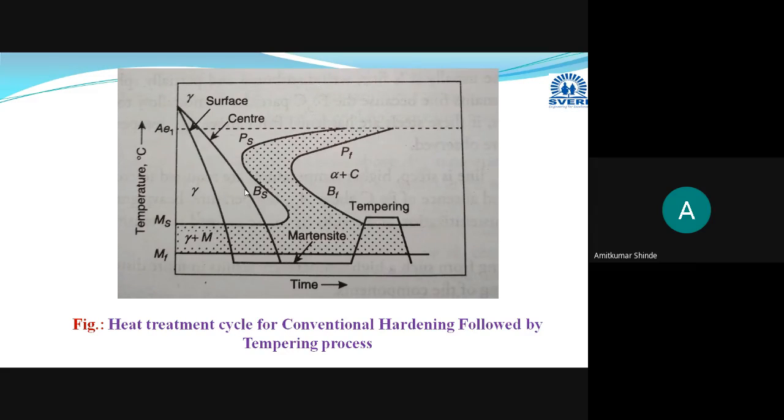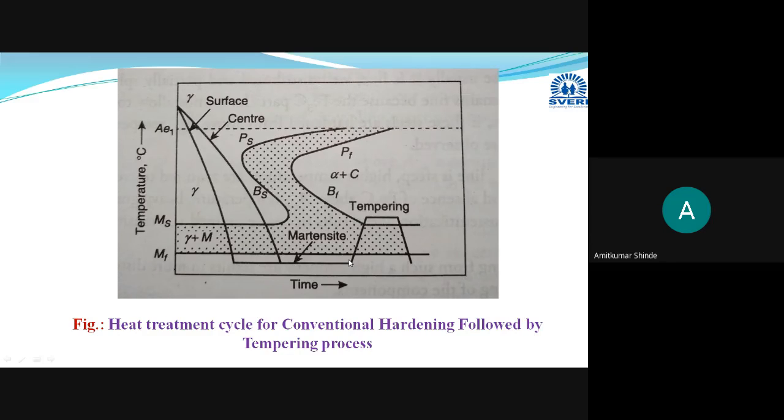Pranay Disley. Yes, sir. Okay, all points are clear related to this conventional hardening. Yes, sir. But sir, can you revise about internal stresses after lowering the temperature, after completing the martensite phase? You have not understood this point? Okay, I will repeat it.